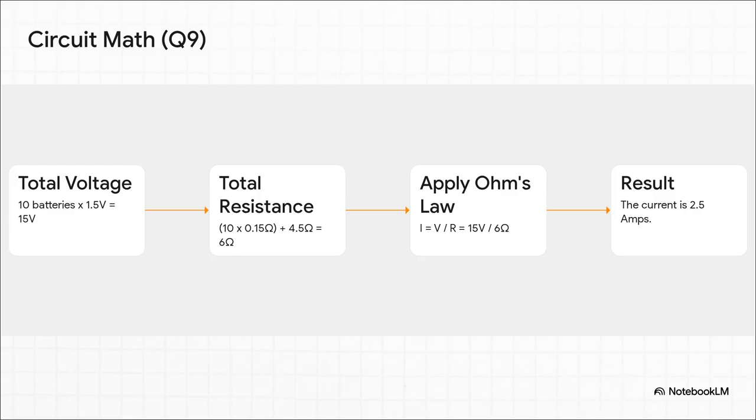First, add up all the voltage from the batteries. Easy enough. Then, add up all the resistance. And don't forget the tiny resistance inside the batteries themselves. Finally, use the famous Ohm's law, and there's our answer. 2.5 amps. See? No magic, just logic.